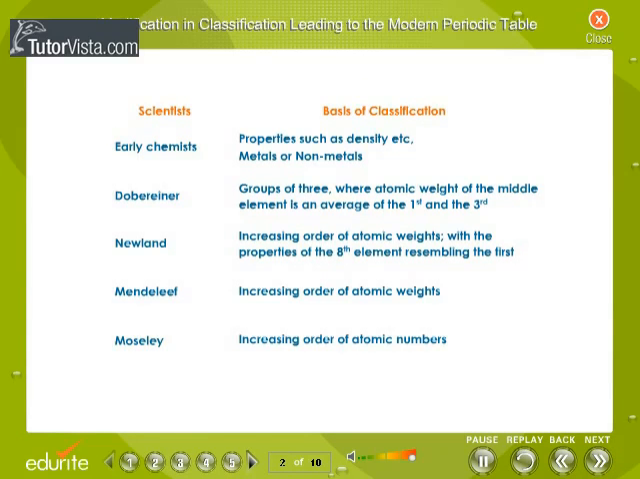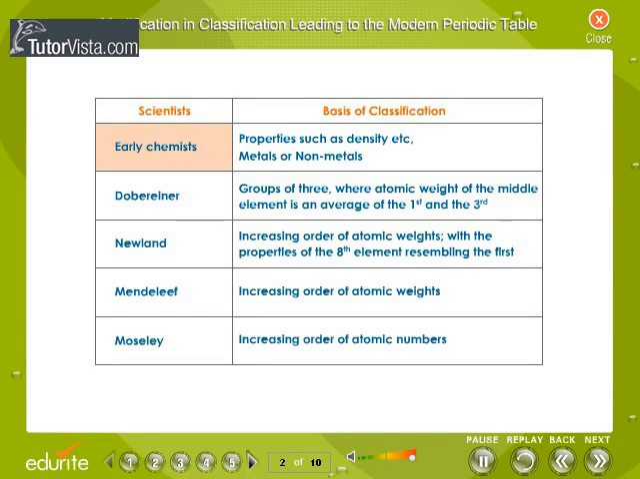Modification in classification leading to the modern table. The table shows the chronological order of evolution of the periodic table. Early chemists tried to arrange chemicals based on their density and metallic and non-metallic nature.